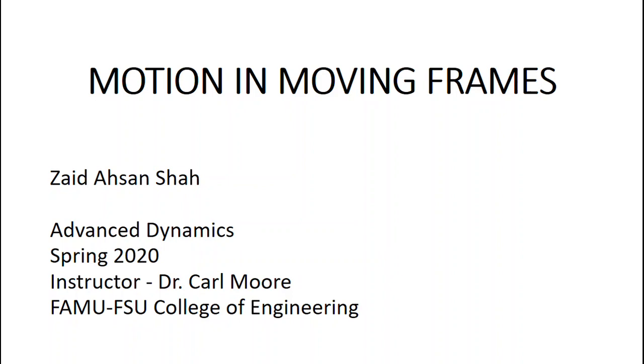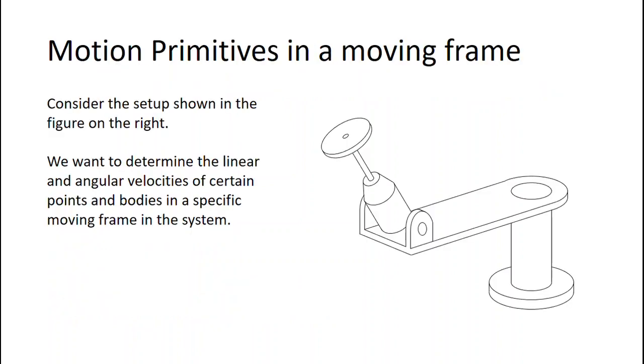I will be presenting a solution to a problem which was modified from a problem in our midterm exam for the Advanced Dynamics course for Spring 2020. The problem that I have taken is representing motion primitives in moving frames. By motion primitives, I here mean velocity and acceleration both in linear and angular cases. Okay, so let's get into it.